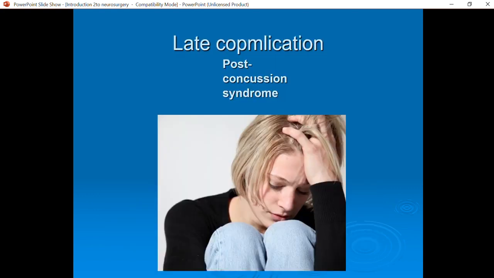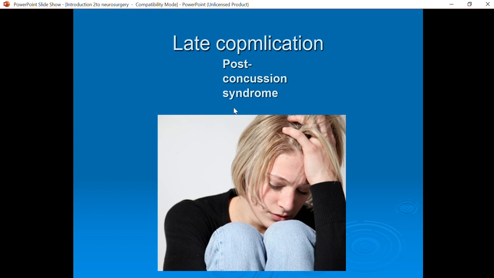All we talked about now is early complications of head injury. Now we talk about a late complication of head injury, something called post-concussion syndrome. Any person who got brain concussion, as we mentioned in the first few slides, may continue to suffer from vague symptoms like headache, nausea, vomiting, decreased concentration, insomnia, mood changes, loss of appetite, etc. This vague group of symptoms we call post-concussion syndrome.